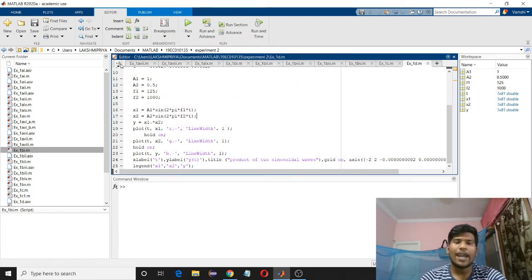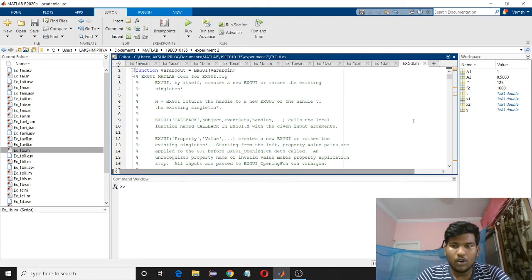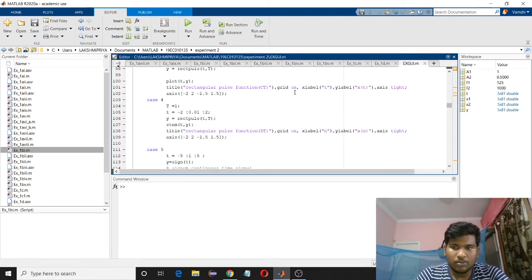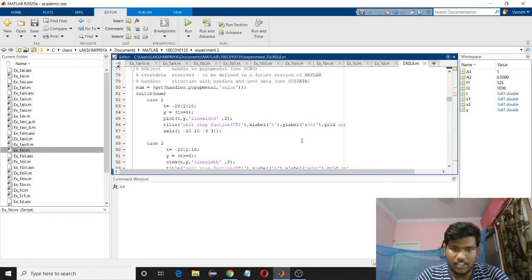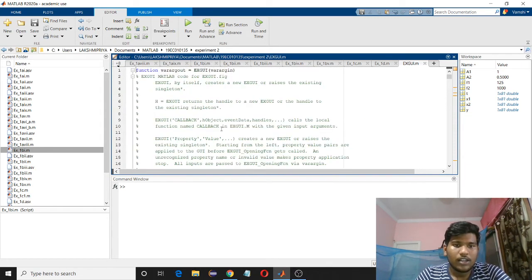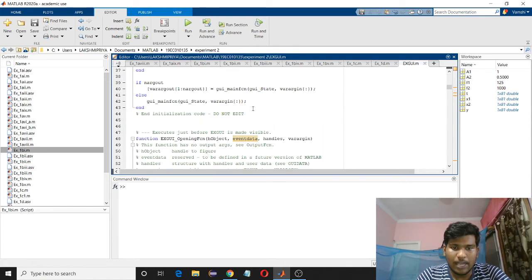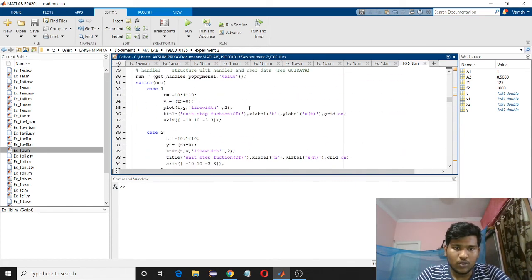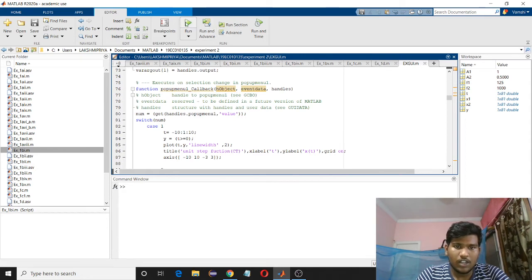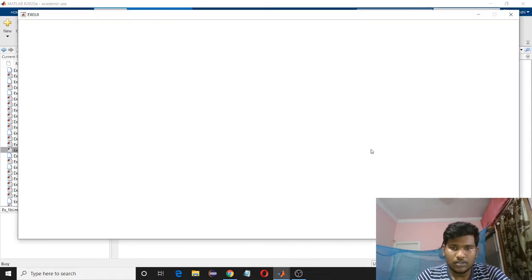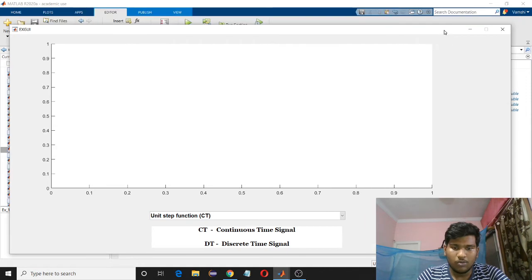Now we'll see in MATLAB GUI the generation of these waveforms. MATLAB gives a default code and we'll try to manipulate this code according to our needs and see the generated waveforms. This is the default code that MATLAB gives. Here is the manipulation that I have done using switch. Now let's run it and check it. So this is the output.